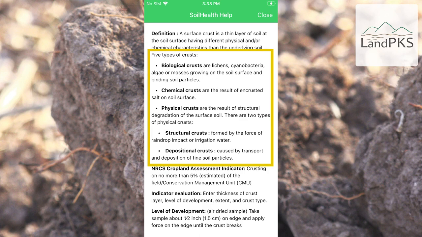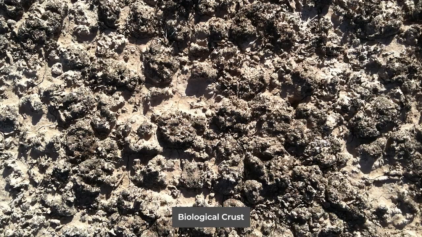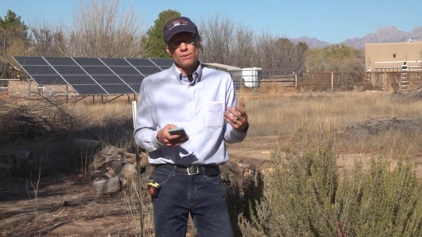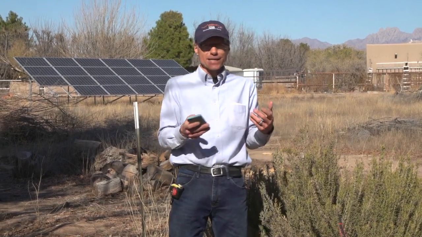Now in the question mark text, it defines a number of other types of crust as well. There are biological crusts, lichens, cyanobacteria, mosses, that grow on the soil surface, and in very arid environments, those crusts can actually be good. You want to be very careful that you don't count those as bad crusts when in fact they're protecting the soil surface for us in areas that there isn't enough moisture for plants to grow and cover the soil surface.